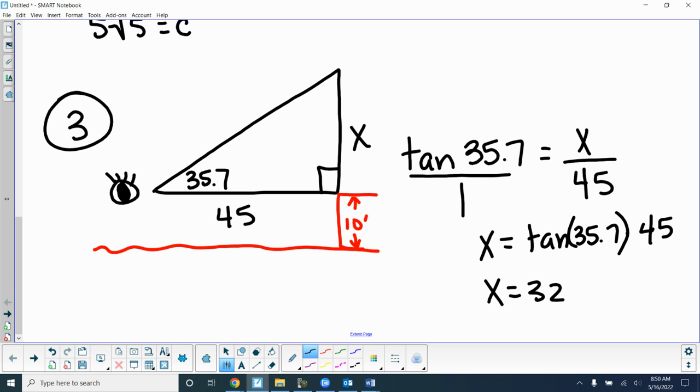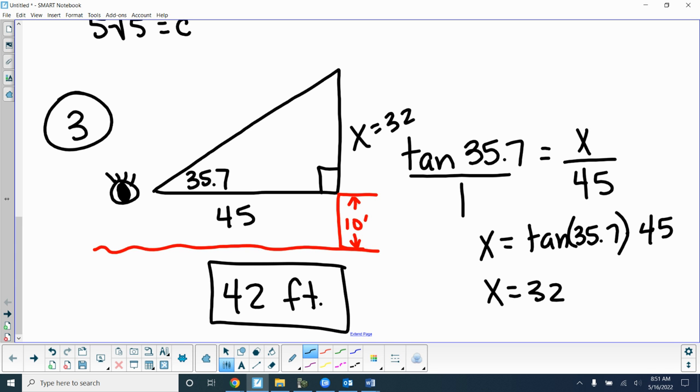Now remember, that's right here. But how tall is the building now? Since his eyes were 10 feet above the ground. How tall is the building? 42 feet. You have to add the 10. So make sure whatever the eye level is tomorrow on your quiz, that you add that for your final answer. Okay? Any questions?